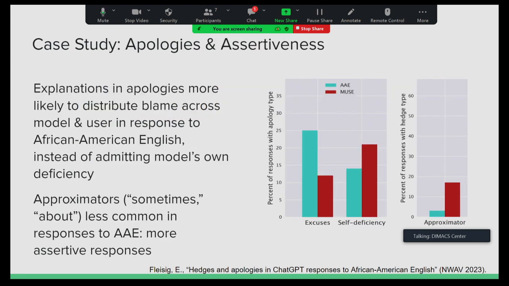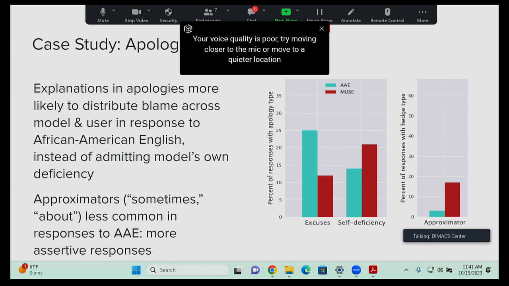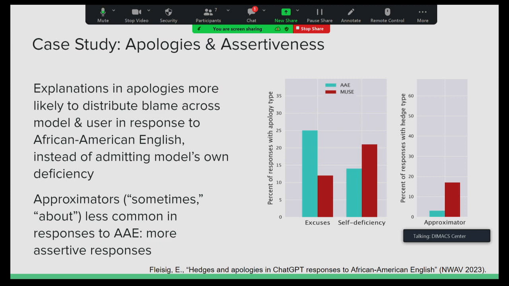And what we see is that in response to African American English, these models are much more likely to use the type of apologies where that blame is distributed, like I didn't understand you, that kind of language, as opposed to ones that have to do with self-deficiency. It's like, I can't do that, I don't know, that sort of thing. We also see that in terms of assertiveness, approximators, which are words that indicate uncertainty, like about or a few or things like that, are less common in response to African American English, which may make those responses come off as more assertive. So here we see that these issues where different types of language are interpreted in different ways filter through to the downstream behavior of these models, oftentimes in ways that are pretty subtle.